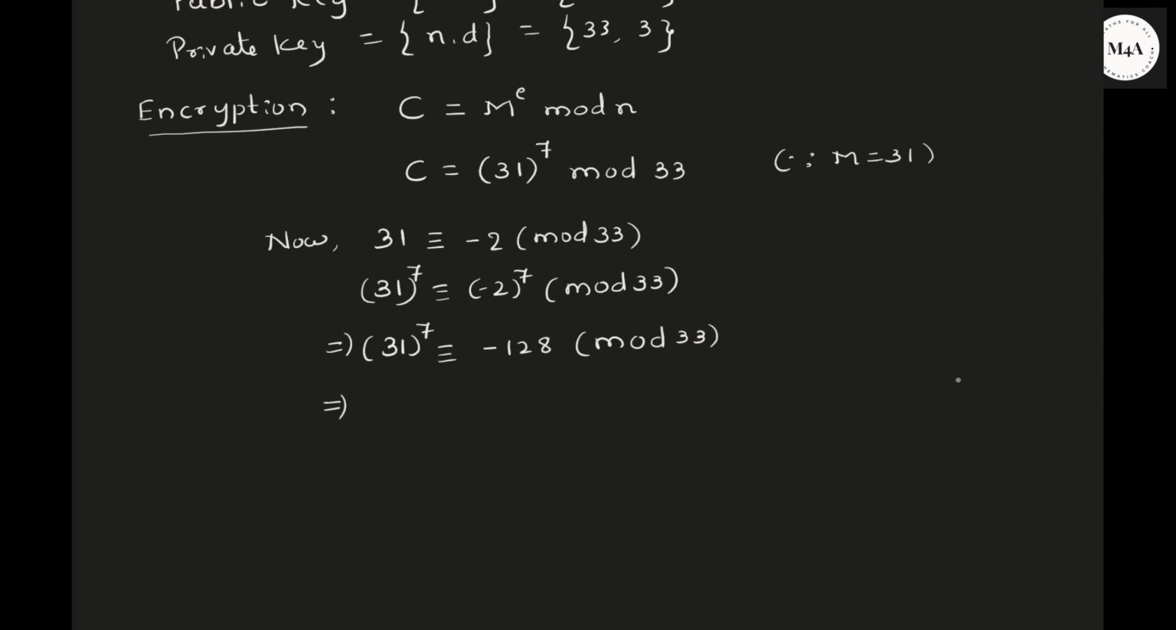Now divide 128 by 33. What will you get? 33 into 3 is 99, so we are left with 29. Now we have minus 128, so here 29. So you can use 29, or else in place of 29, 33 minus 29, you can write it as minus 4. Okay, we use the minimum number.